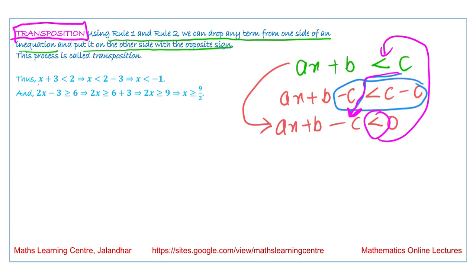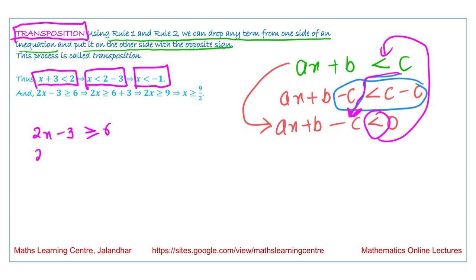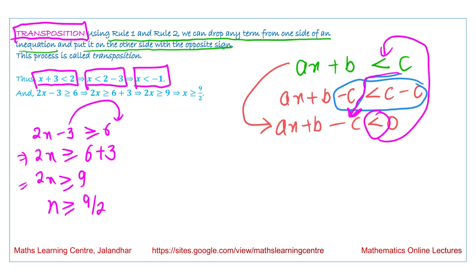This is explained here: if we had x plus 3 is less than 2, we can write x is less than 2 minus 3, which implies x is less than minus 1. Similarly, we have 2x minus 3 is greater than or equal to 6, we can write 2x is greater than or equal to 6 plus 3. This gives us 2x is greater than or equal to 9. So, this gives us x is greater than or equal to 9 by 2, because 2 is a positive number. When we are dividing by 2 on both sides, the inequality sign will remain the same. So, we are getting x is greater than or equal to 9 by 2.